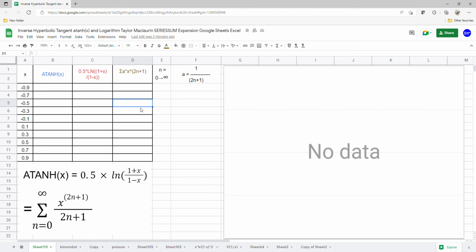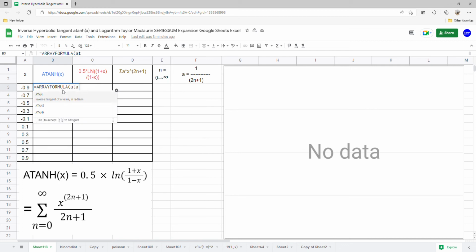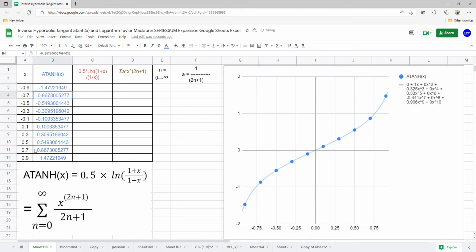In this video, we will generate the inverse hyperbolic tangent dataset trend line, and we'll also use its logarithmic equivalent and Taylor-Maclaurin series sum. We begin with the dataset of inverse hyperbolic tangent. So, array formula: ATANH of the x values, from negative 0.9 to positive 0.9. And here you have the trend line and the polynomial.